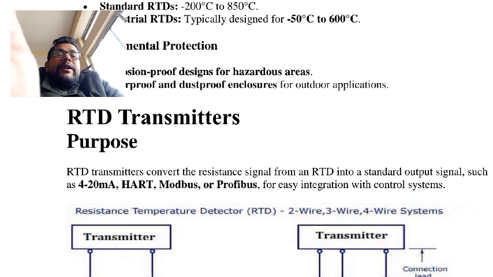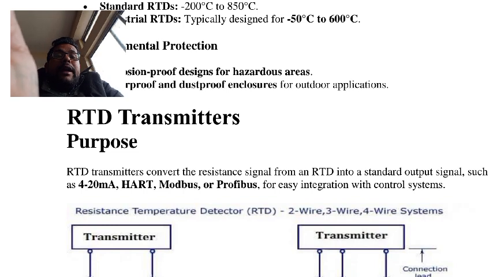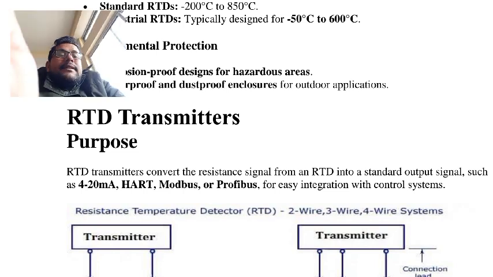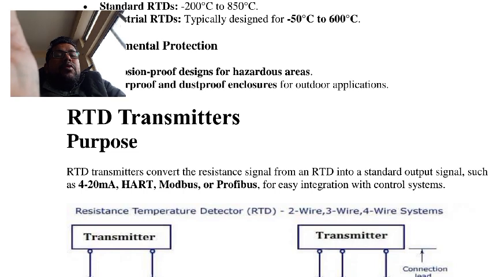So what is the purpose of the transmitter? To convert the resistance into a standard output signal, 4 to 20 milliamps, or HART and Modbus, for easy integration with the control room. Here we are measuring temperature in the field, and that field output we have to send to the control room. That's why the transmitter comes in.